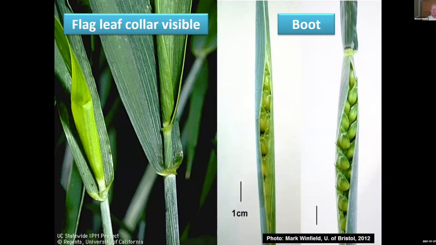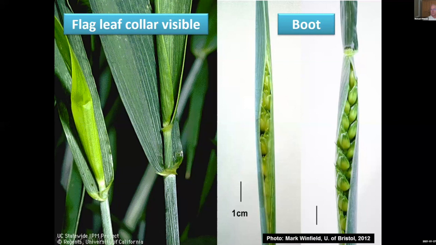And so here you see a stage they call the flag leaf collar visible. And so this is the second to last leaf. Sometimes it's called the penultimate leaf. And then right here you have the flag leaf. But now you see this collar visible. And so when you're at that stage, you know that the stage after that is what they call the boot.